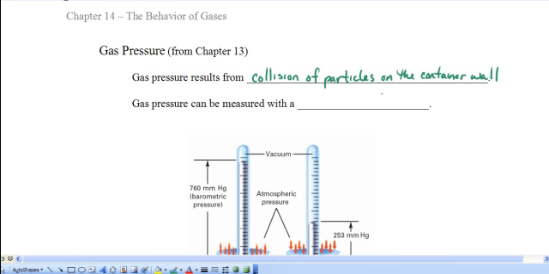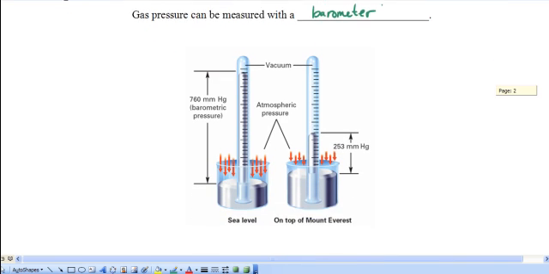Now we can measure gas pressure with a barometer. A lot of the barometers that we use now are all digital, but you want to understand how a barometer originally worked, because it also explains some of the screwy units that we use to measure pressure with.